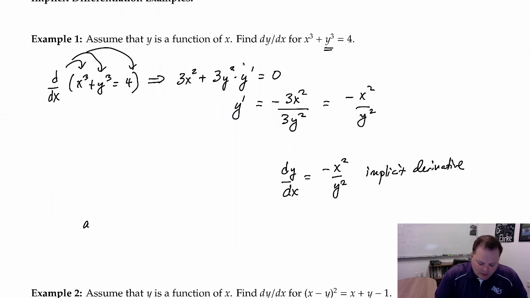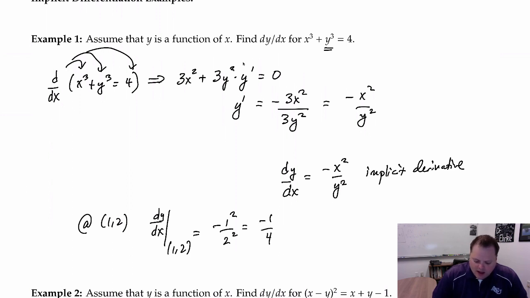For example, if we were, say, at the point (1, 2), then the derivative of this curve, which remember is slope, at (1, 2) would be negative 1 squared over 2 squared, which is negative 1/4. I just came up with this off the top of my head, but we would need to check that (1, 2) is actually on the curve.